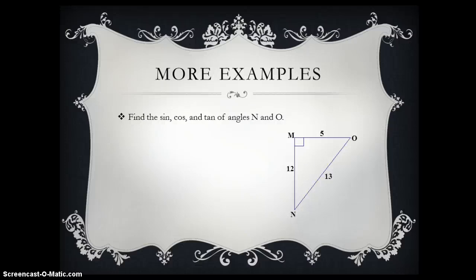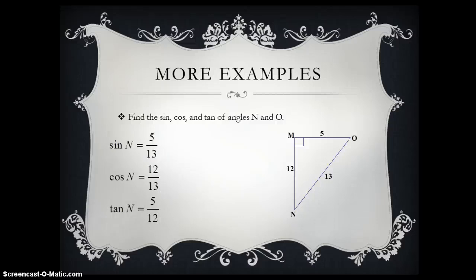Now we're going to actually use this with numbers, and maybe it'll make a little more sense. I know this is still kind of an abstract concept, so let's look at this in terms of numbers. The sine, cosine, and tangent of angles N and O is what we're going to find. We can't find the sine, cosine, and tangent of angle M because that's our right angle. We're always looking for the angles that are not right. So let's start with the sine, cosine, and tangent of angle N.